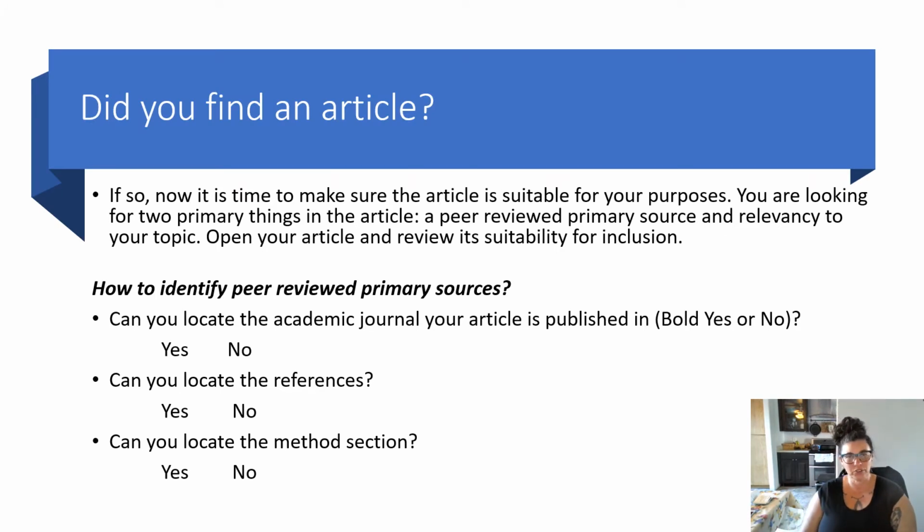So if you do find an article, now it's time for you to identify if it's peer-reviewed or not. So is this suitable? Can you locate the academic journal of your article? It should be published, right? So what I would like you to do if you find it is to highlight it. It'll say journal of, and it'll probably be on that front cover page prior to the abstract. It's going to be in the upper right, upper middle, upper left, or all the way at the bottom, usually bottom middle.